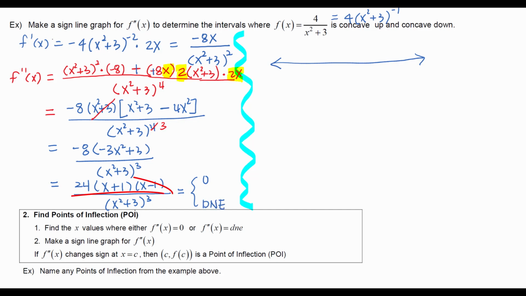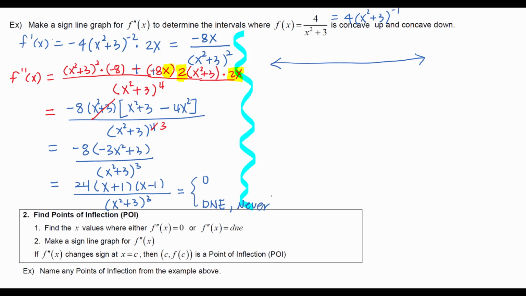So when is this f double prime ever undefined? Well, x squared is greater than or equal to 0. So when you add 3 to it, it can never be 0. It's always a positive number, and a positive number cubed is a positive number. So this will never happen.